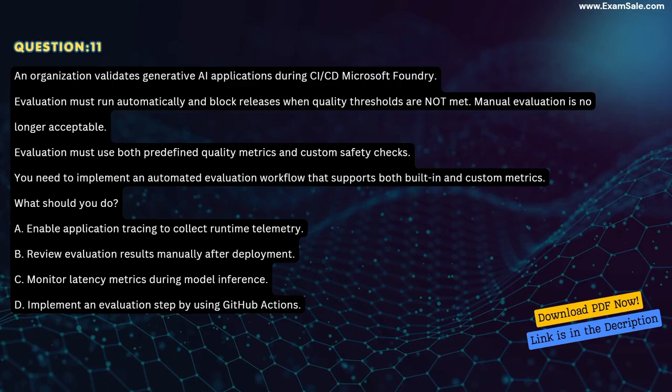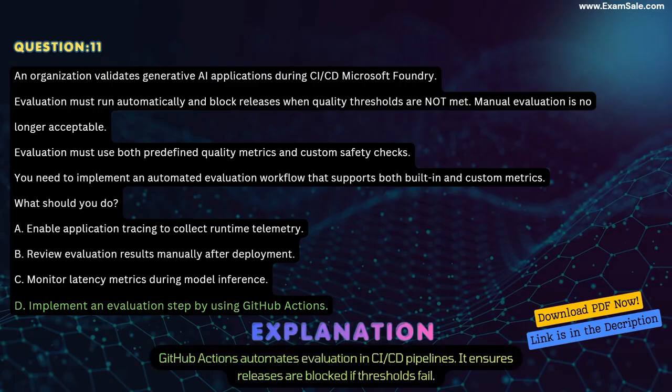What should you do? A. Enable application tracing to collect runtime telemetry. B. Review evaluation results manually after deployment. C. Monitor latency metrics during model inference. D. Implement an evaluation step by using GitHub Actions. Correct answer: D. Implement an evaluation step by using GitHub Actions. Explanation: GitHub Actions automates evaluation in CI/CD pipelines. It ensures releases are blocked if thresholds fail.